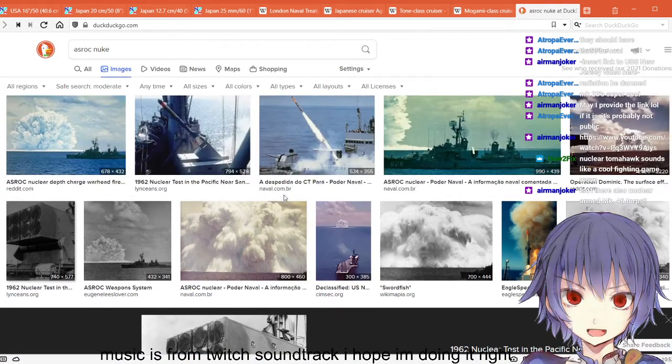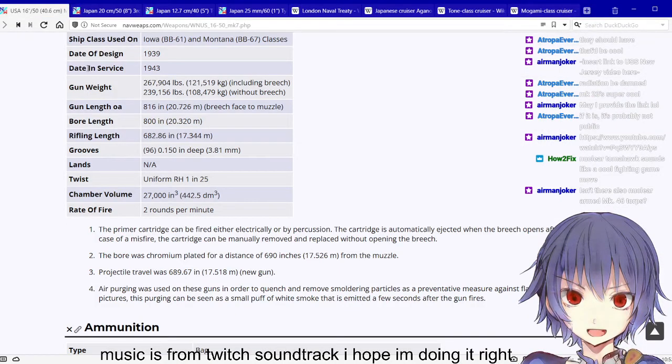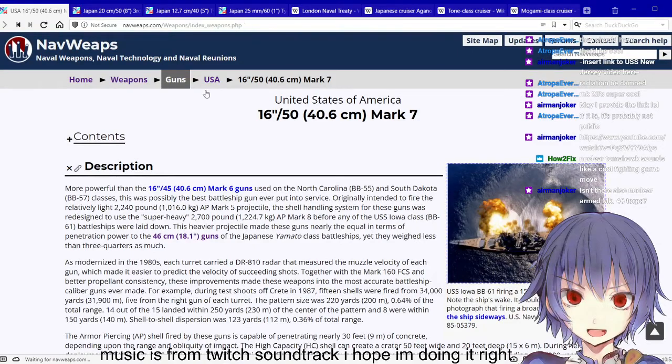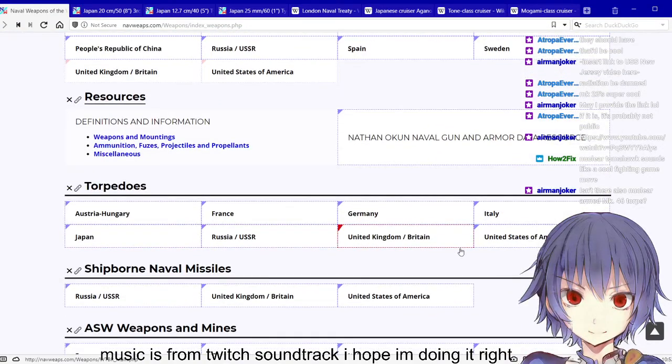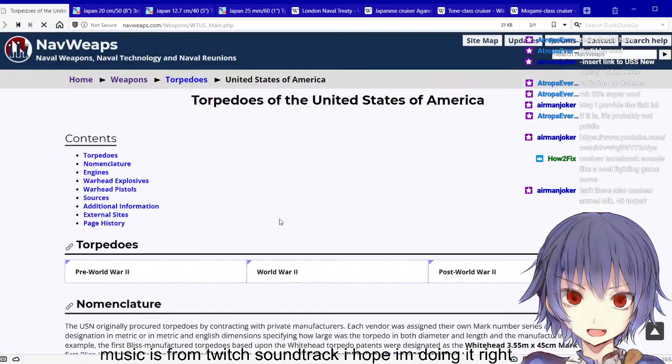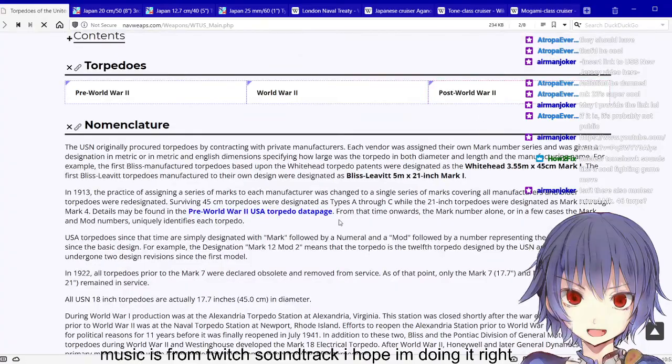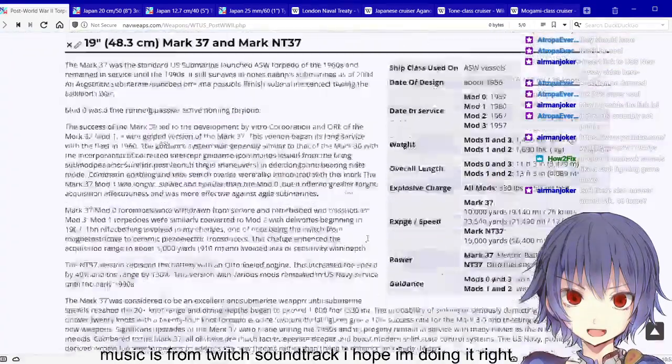Nuclear armed Mark 46 torps. I can check. I believe that might be on here, because they do keep information on literally everything post World War II. So Mark 46, you said.